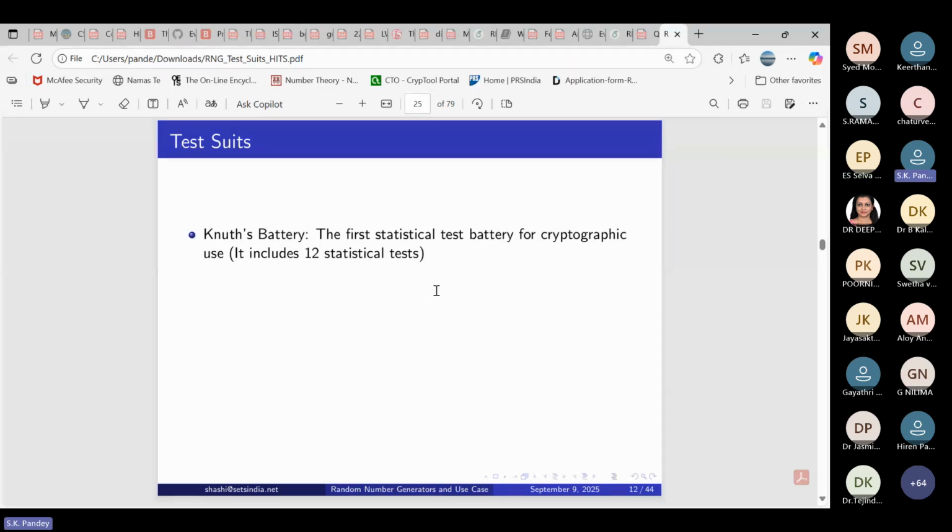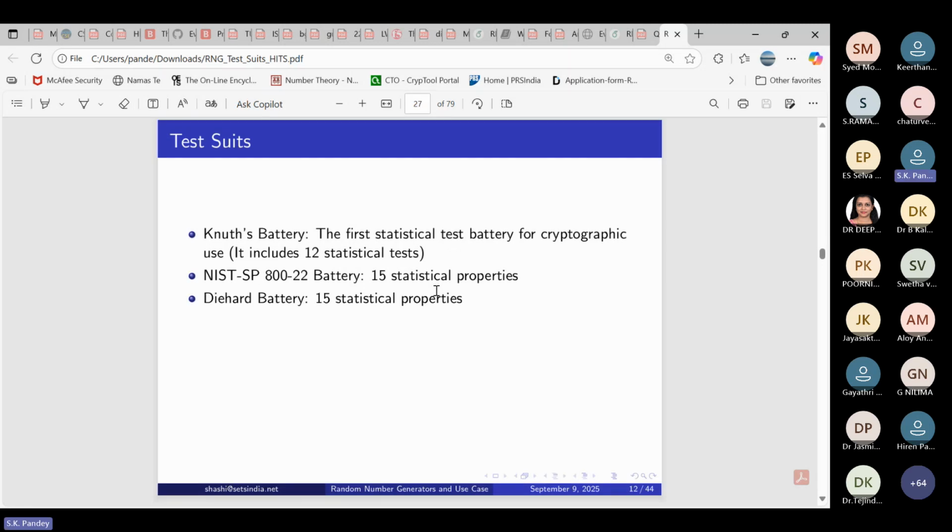There are so many other statistics also, and based on that, those test suites have been proposed. Another very famous test suite is the NIST test suite. It contains 15 statistical properties, and it tests those 15 properties to find out whether these properties are available in the generated sequence or not.